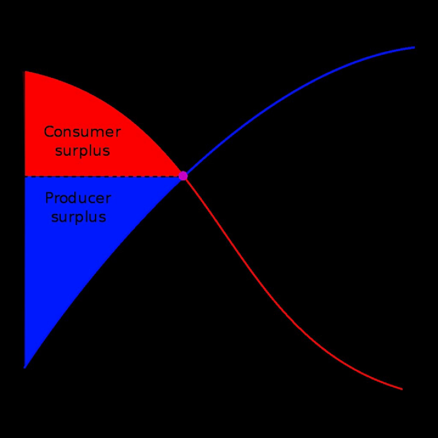Producer surplus, or producer's surplus, is the amount that producers benefit by selling at a market price that is higher than the least that they would be willing to sell for. This is roughly equal to profit, since producers are not normally willing to sell at a loss, and are normally indifferent to selling at a break-even price.